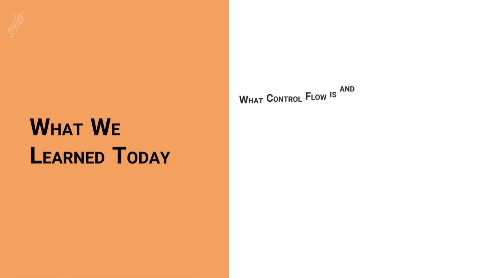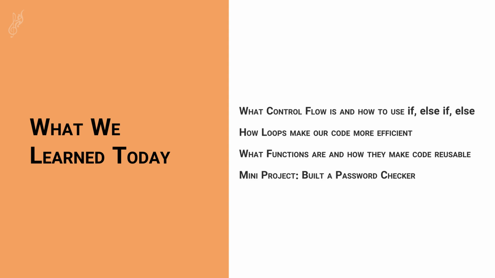So, what did we learn today? What control flow is and how to use if, else if, and else. How loops make our code more efficient. What functions are and how they make code reusable. Mini project: build a password checker. In the next session, we explore arrays and objects, the most important data structures in JavaScript.